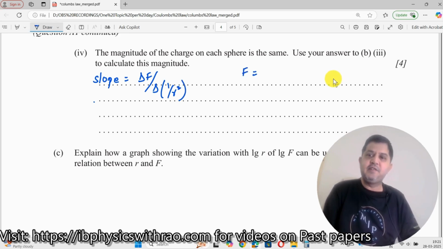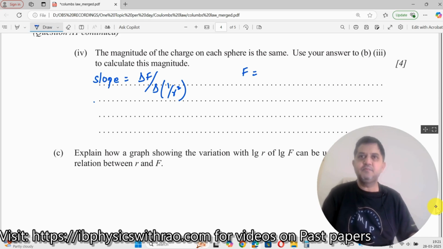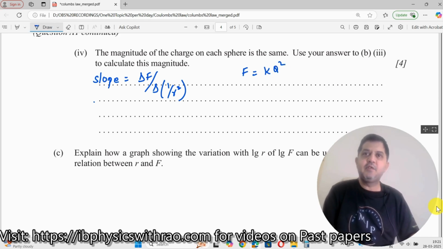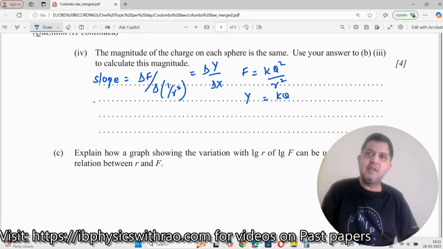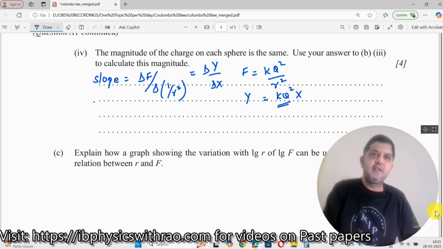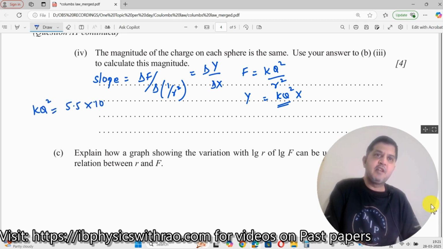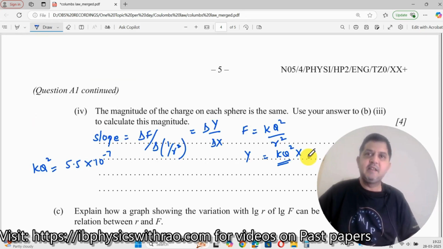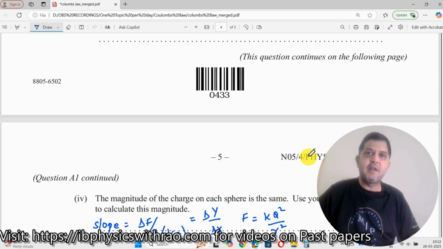Now we know that f is equal to k q square by r square, right? Now what is this? This is nothing but slope. So I'll write delta y divided by delta x over here. So now this is your y. This should be equal to k q square into x over here. Therefore, this will be your slope. So whatever value I found out over here is nothing but k q square. So now I have k q square is equal to 5.5 into 10 to the power of minus 7. Let me check it out once again.